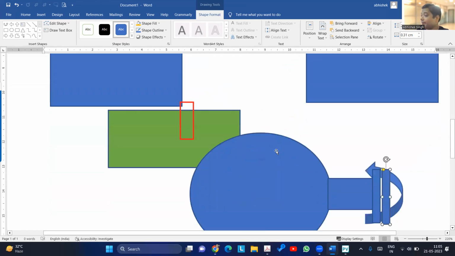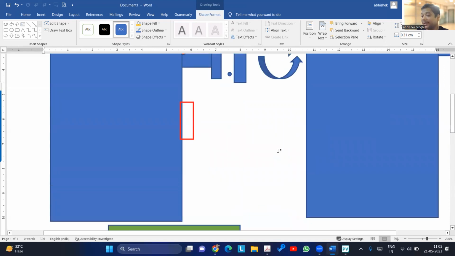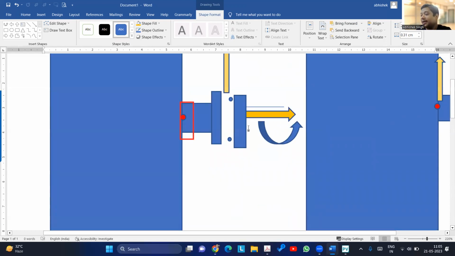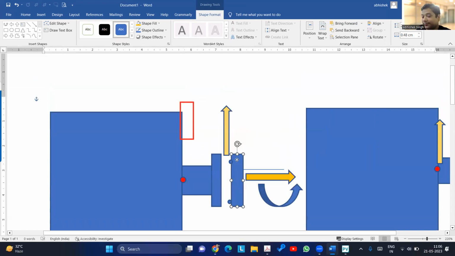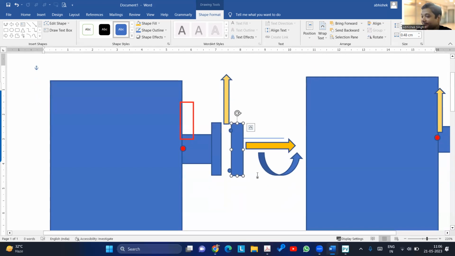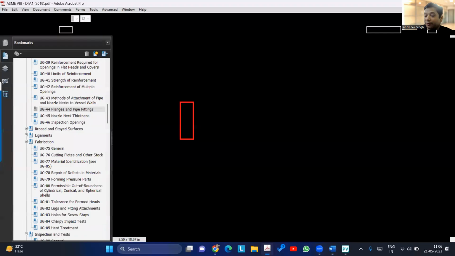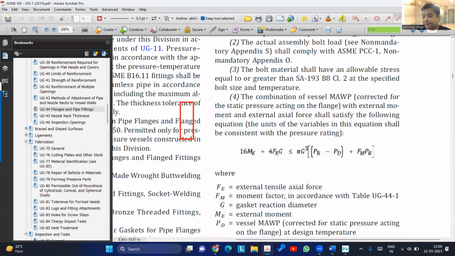Now, if we talk about torsion, MT, which is just trying to twist that flange, I hope you remember the direction. There is a flange, and it is trying to twist. Will that have any impact? Again, it is going in the parallel direction, so it will not have any impact. If you see the formula, you will be able to relate what I'm saying.